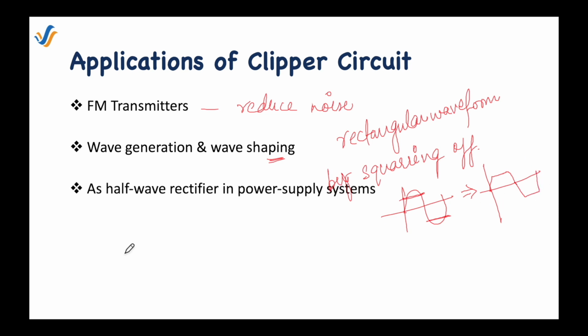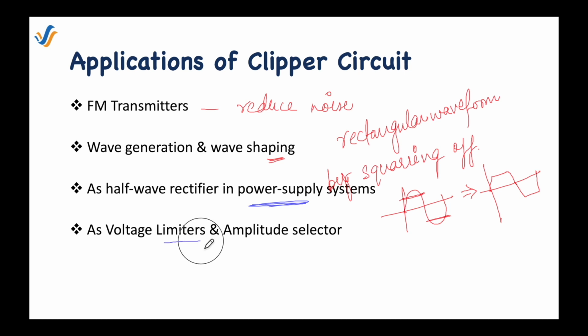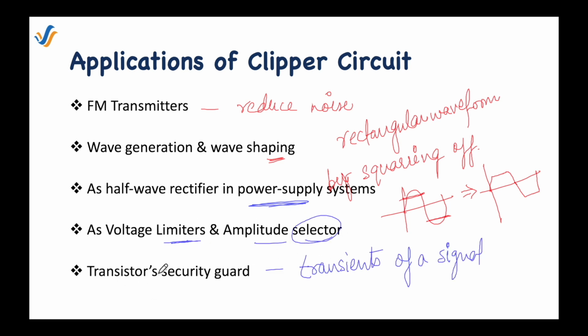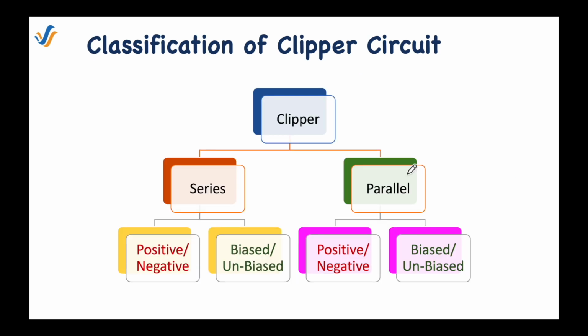And next, the half wave rectifier, which is also a clipper circuit, is used in power supply systems. Apart from these, clippers can be used as voltage limiters and amplitude selectors. Also, diode clippers are used to protect transistors from transients of a signal. Now, there are various types of clippers which can be classified as follows. Now, this is a complete picture of the classification of clipper circuits.